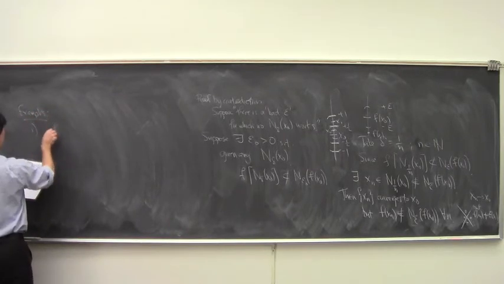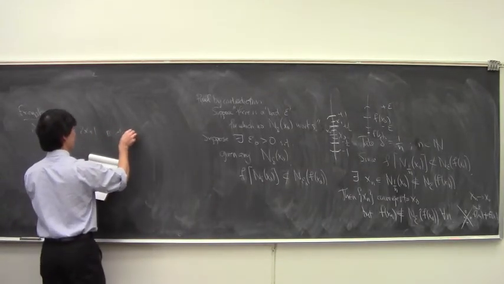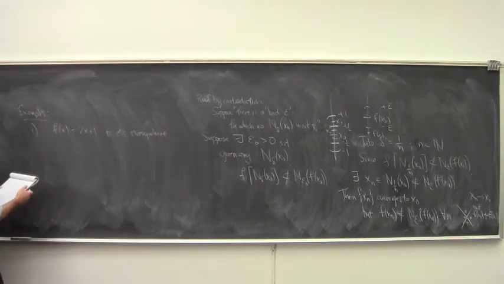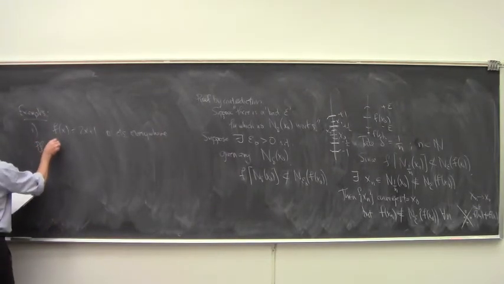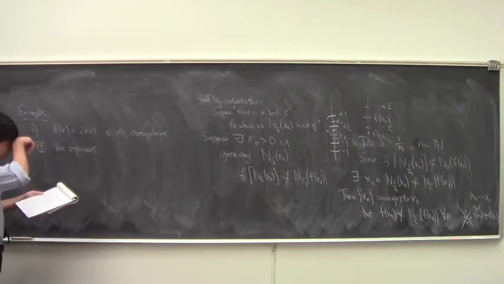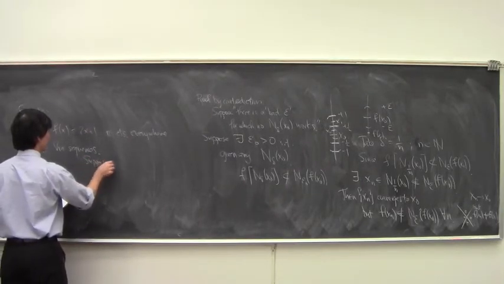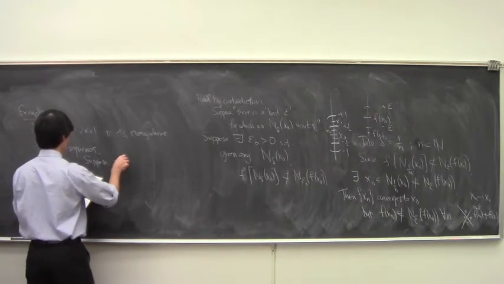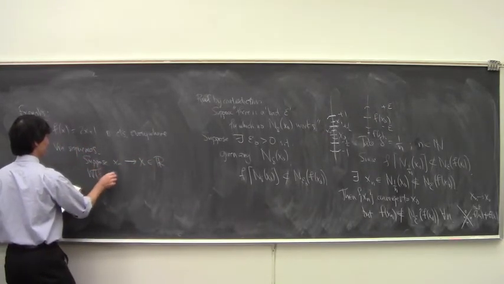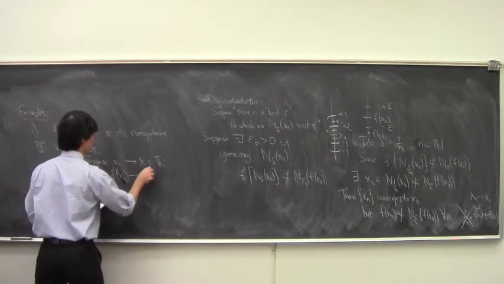Example 1: f of x equals 2x plus 1 is continuous everywhere. So the simple one. Proof via sequences: suppose we want to use the sequential limit definition. Suppose xn converges to x. We want to show that f of xn converges to f of x.